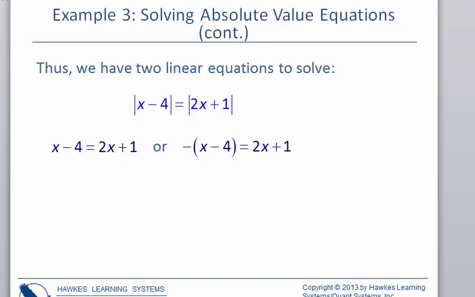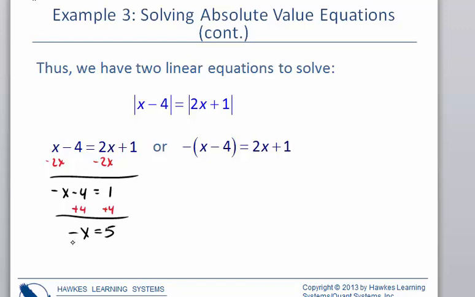So we're going to begin on the first one by subtracting the 2x from both sides. So that's going to give me negative x minus 4 is equal to 1. We'll then add a 4 to both sides, which gives me negative x is equal to 5. We'll then divide both sides by -1, giving me a solution of x is equal to -5 as one possibility.